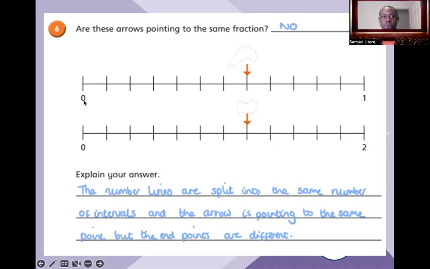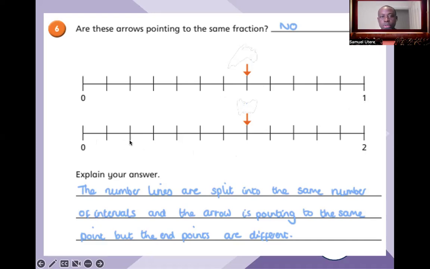If we were to write the fractions on the number line, this number would be different, because this is 0 to 1, and we have 1, 2, 3, 4, 5, 6, 7, 8, 9, 10, 11, 12. So this will show 12ths. The start will be 1/12, 2/12, 3/12, 4/12, 5/12, 6/12, 7/12. But this one goes to 2, right? Between 0 and 2, we also have an equal number of intervals, which is 12. So if we divide 2 by 12, the first one will be 2/12.